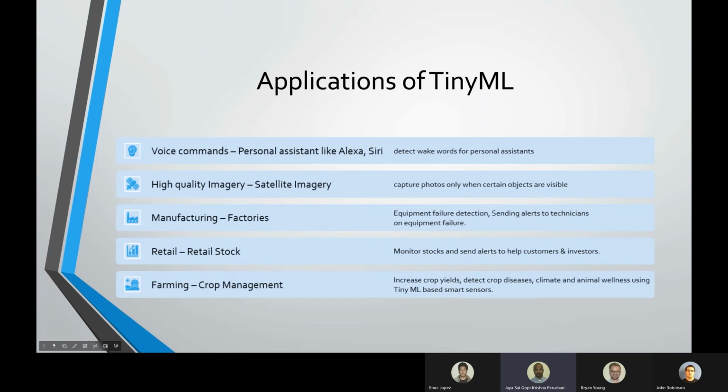The next one, high quality imagery. Microsatellite applications can capture high quality images and transfer them to Earth. These satellites feature fixed storage and can save a limited number of pictures. TinyML can help to capture pictures only when an object of interest is in sight. Equipment maintenance. TinyML can help to avoid downtime due to equipment failure by alerting technicians when equipment conditions go wrong as part of preventive maintenance. Retail stock. TinyML can help to monitor the stock of the products on shelves and send alerts when it's low.